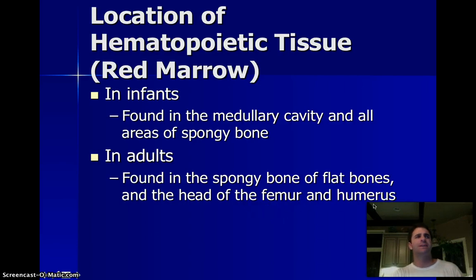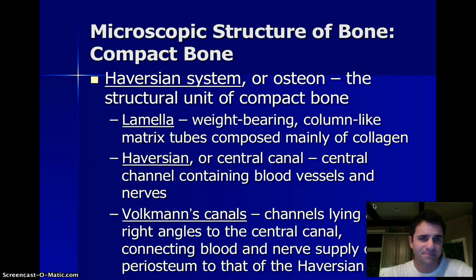So if you're going to give a bone marrow transplant to somebody, let's say they had leukemia and they needed a bone marrow transplant, they would typically extract that bone marrow from the head of the femur. They have to go through the exterior of the bone and into the medullary cavity, into the spongy bone region, and pull out some of the red marrow. So far less common in adults, but still there.